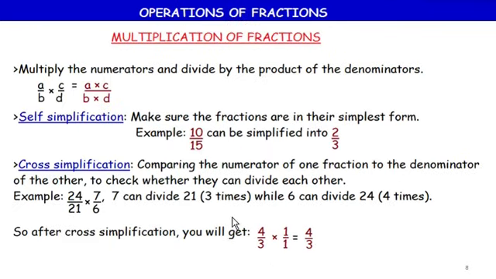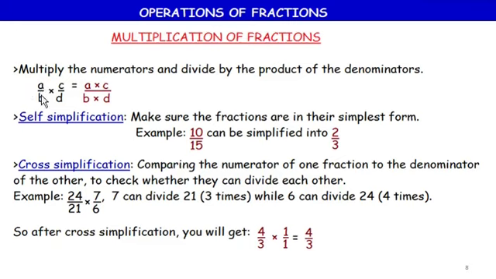Okay, so let's now talk about multiplication of fractions. If you are multiplying 2 or more fractions, how do you go about it? So let's take this example. Assuming you are told to multiply a over b times c over d, how do you go about it? Basically you are going to multiply the numerators and then multiply the denominators. That is all. So here you are going to have a times c all over b times d, right?